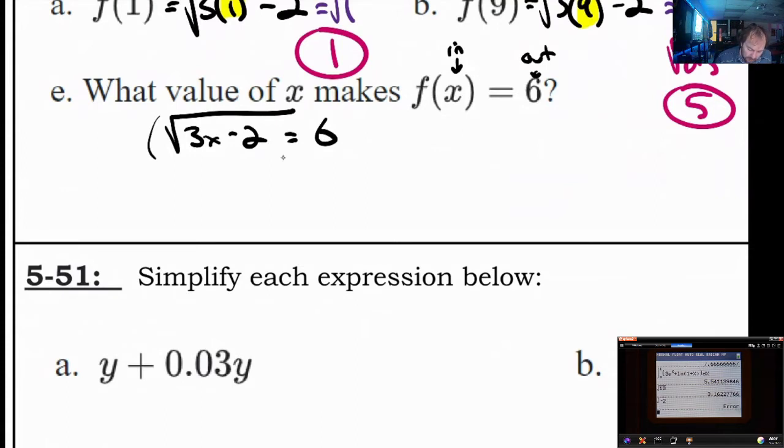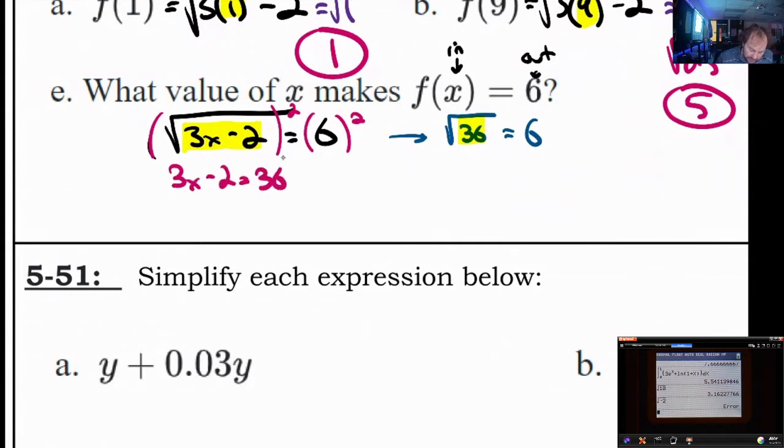Algebraically, what we would do is square both sides. But I think a better way to think about this is to just, off to the side, think, okay, the square root of what number is going to be 6 itself? In other words, what is 6 times 6? And that is 36. So what you need is 3x minus 2 to be 36. That's what happens anyway if you square both sides, because the square and the square root cancel out, so you just get 3x minus 2 equals 36.